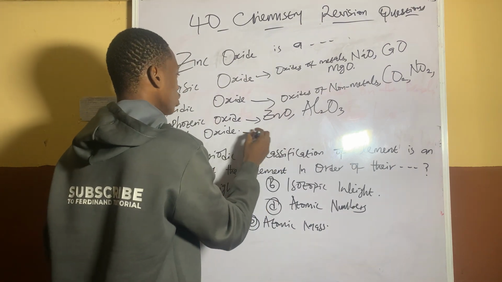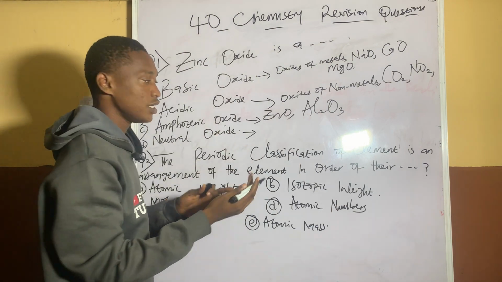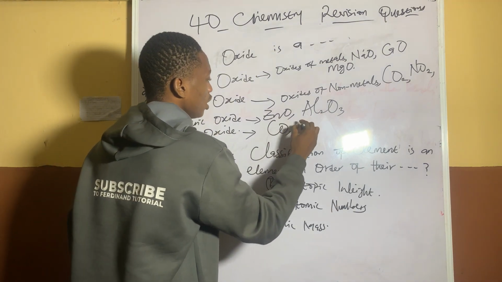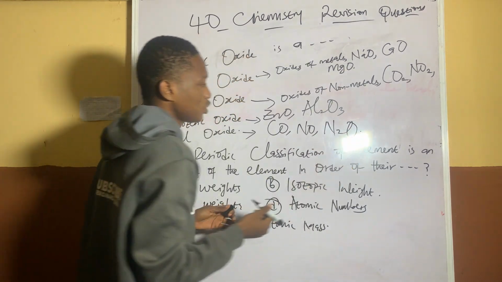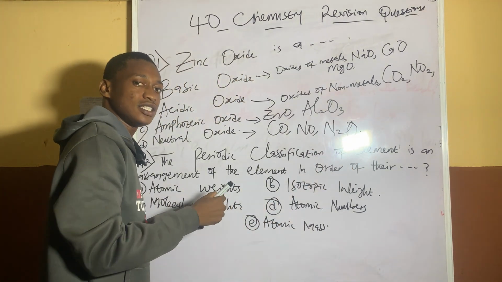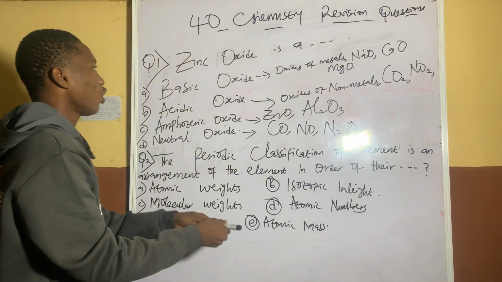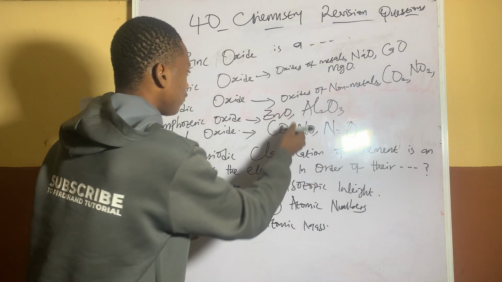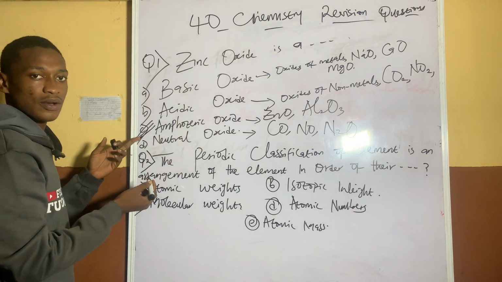Now when we come to neutral oxide, they neither behave as an acid nor as a base. We have examples CO, NO, N2O. Are we together now? They neither behave as an acid nor as a base, so we call them a neutral oxide. So if we come here now, zinc oxide is actually found in amphoteric oxide. So the correct answer is C. C is our correct answer.